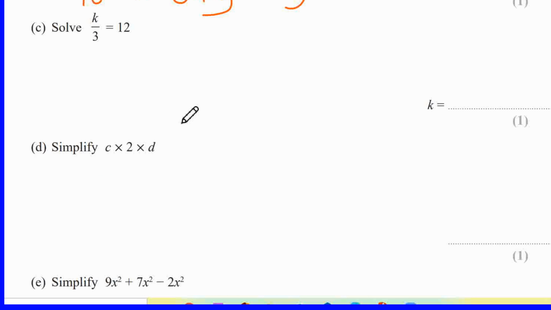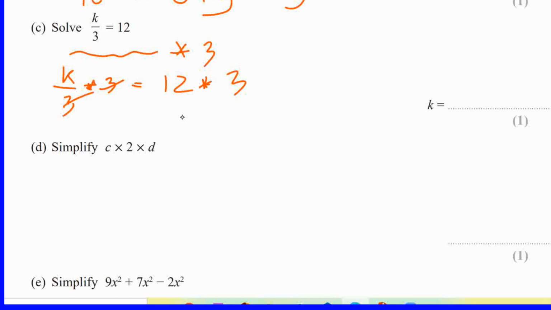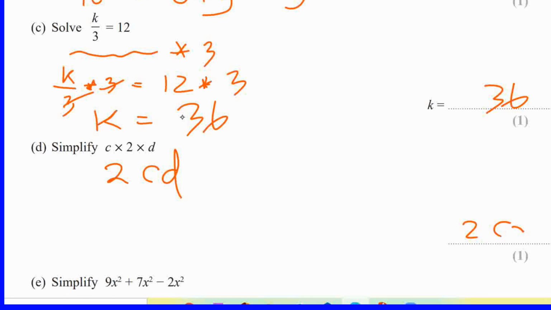Here we see k over 3 is 12, so how to get k? We times by 3, k over 3 times by 3, and 12 times by 3. So we get k alone equals to 36. Now simplify pi c times 2 times b, so because this is 2c, easy as that.